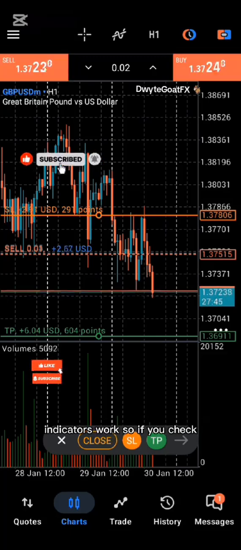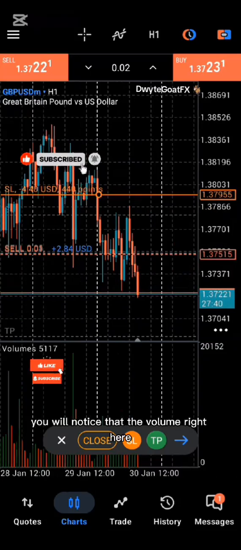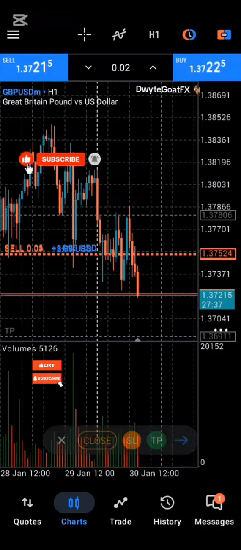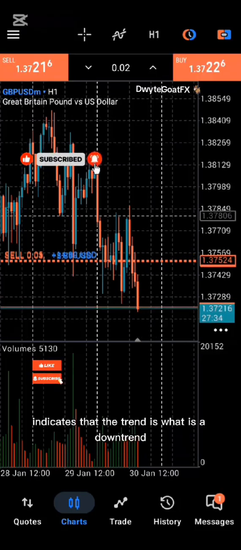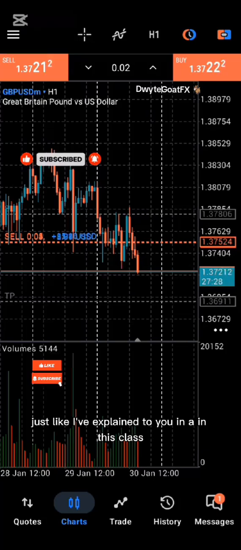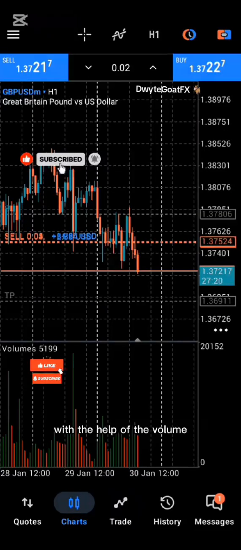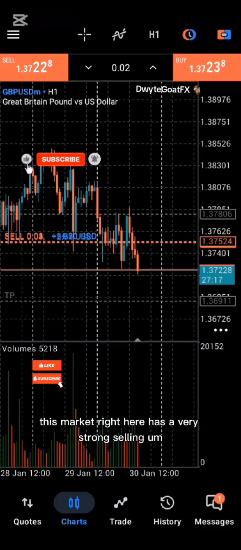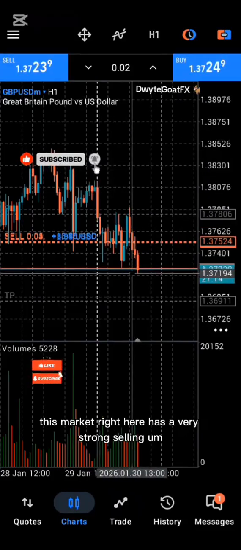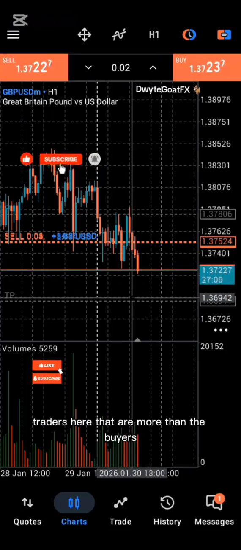So if you check our chart now, you will notice that the volume right here indicates that the trend is a downtrend, just like I've explained to you in this class. You see that we are already close to our profit target. With the help of the volume, we could tell that this market right here has a very strong selling market or strong selling traders here that are more than buyers.